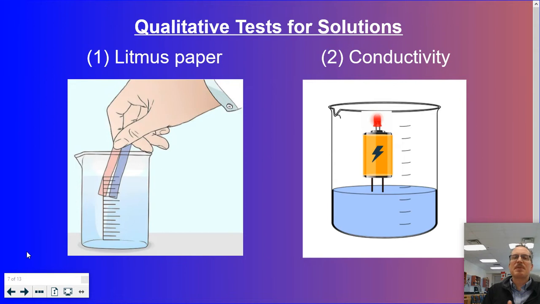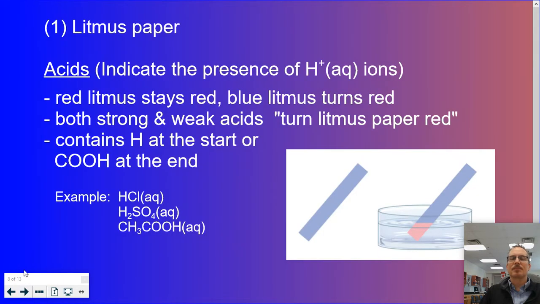Now, what we're going to spend the rest of this lesson on is looking at the two qualitative tests we have for solutions. One is litmus paper, blue and red, and we've used that before. The second one is conductivity, and we've used that before as well. So this should really be a review. Let's start by looking at litmus paper.